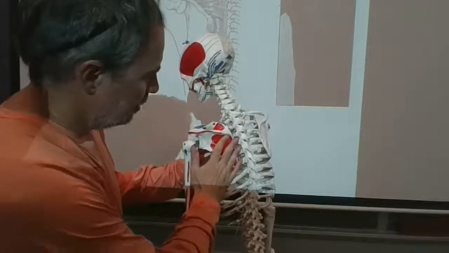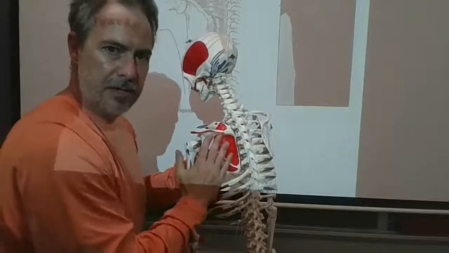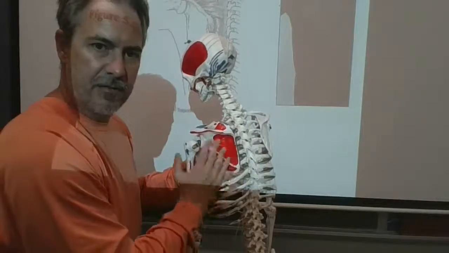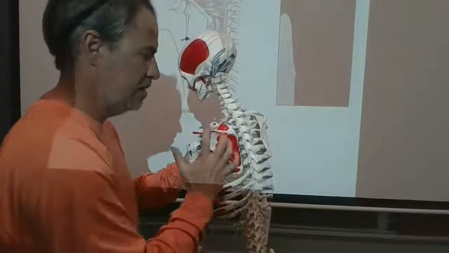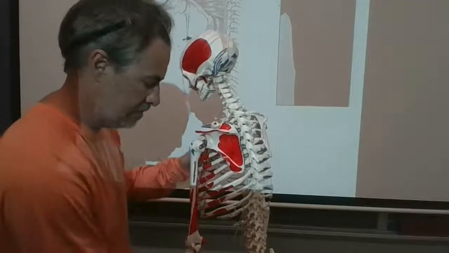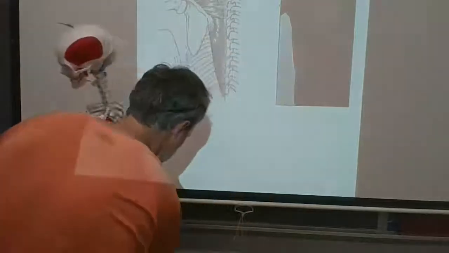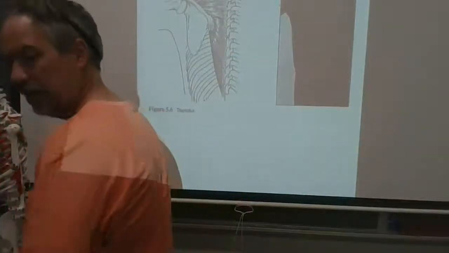The good thing about this flat bone of the scapula is a lot of surface area for muscles. You see all this red and blue, lots of surface area for these muscles to pull on. So that's good. All right, let's get going with the muscles of the scapula. I'm going to go turn off the light and we'll get going.